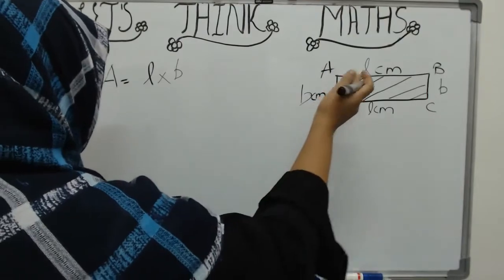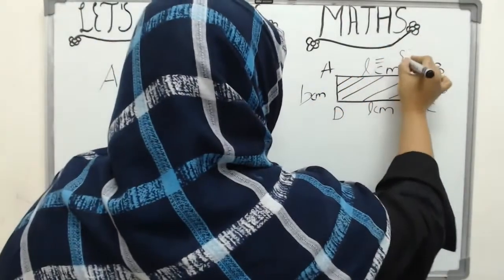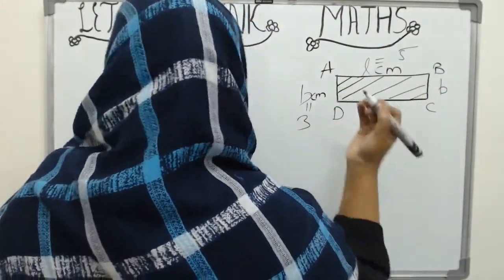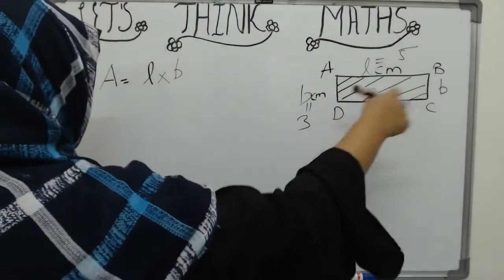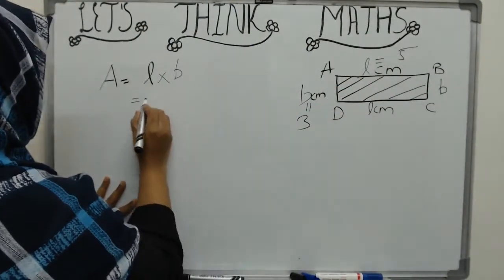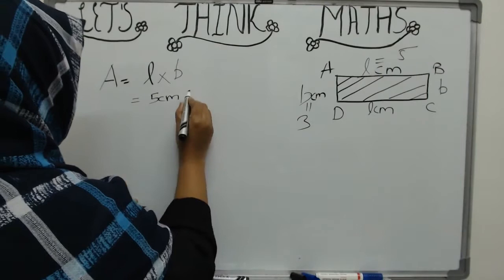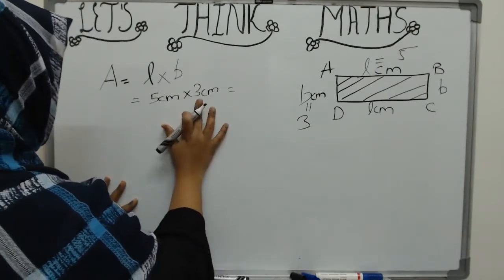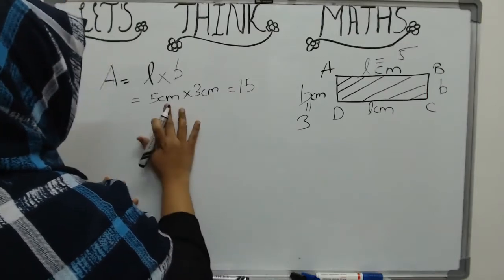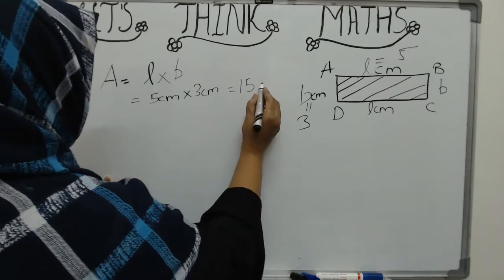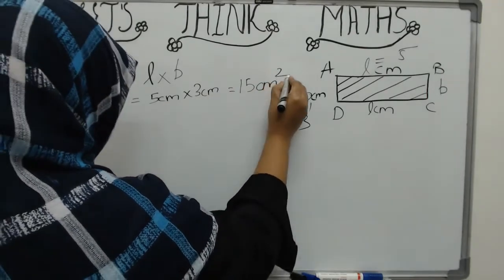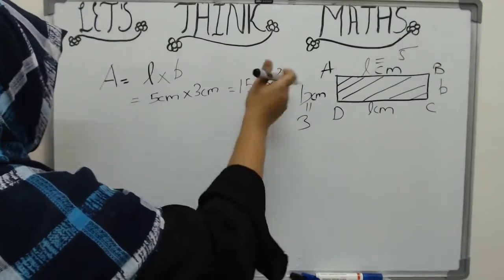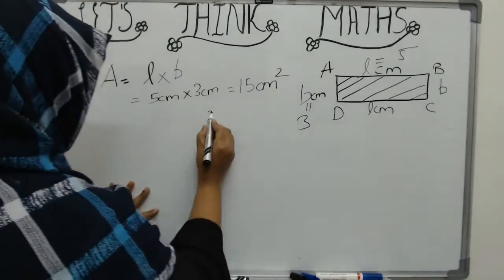So here, as usual, take this as 5 and take this as say 3. So what will be the area of this rectangle? It will be 5 centimeter into 3 centimeter. Then 5 into 3 will be 15, and centimeter into centimeter will be centimeter square. So what is up with this centimeter square? I will show you what it is.